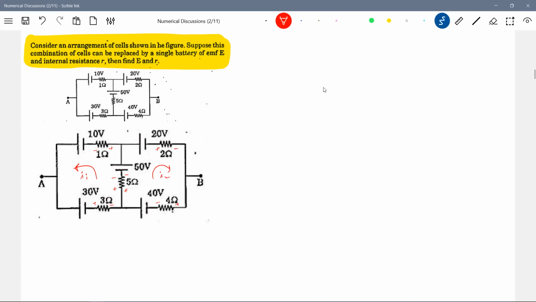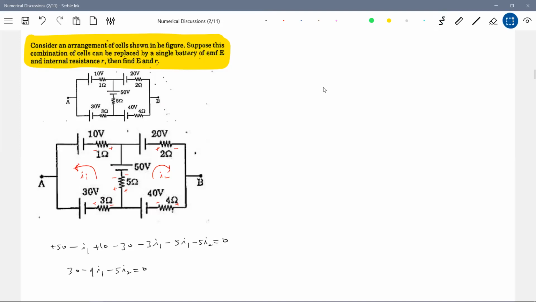Then we'll find out I1, I2. Once I know I1, I2, I can find out VAB. It's very easy. How to calculate I1, I2? Writing loop equation. So let's write the loop equation. Plus 50 minus I1 plus 10 minus 30 minus 3I1 minus 5I1 minus 5I2 equals 0. So 50 plus this will be 30 minus 9I1 minus 5I2 equals 0. So that's one loop equation I have.